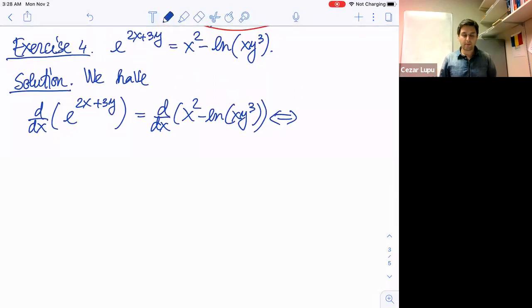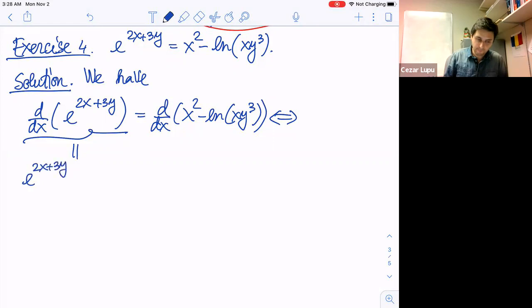Well, the first one is that, you know, the derivative of e to the 2x plus 3y, we're going to use the chain rule at this point. Well, not just the chain rule, but let's write it in this way. It's e to the 2x plus 3y times the derivative with respect to x of 2x plus 3y. Right? So we can do this.